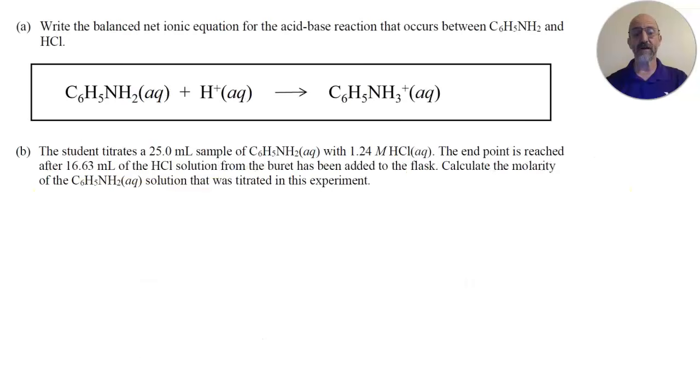Let's go ahead and move on to part B of this question. So now we have some details of the titration experiment. The student titrates a 25 milliliter sample of aniline with a 1.24 molar solution of hydrochloric acid, and the endpoint of the titration is reached after 16.63 milliliters of the hydrochloric acid solution from the burette has been added to the flask. What do we have to do in part B? Calculate the molarity of the aniline solution that was titrated in this experiment.